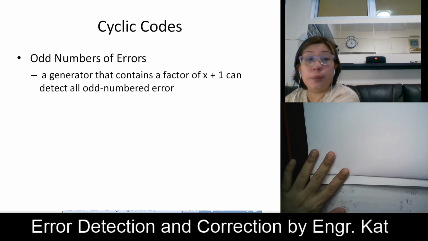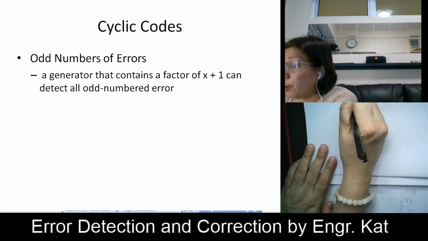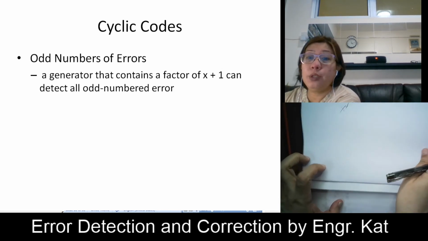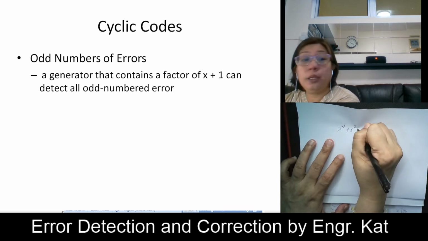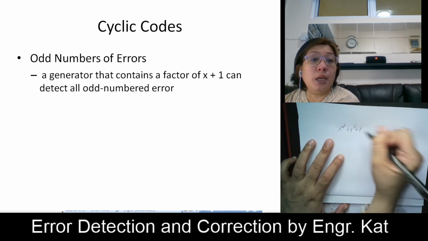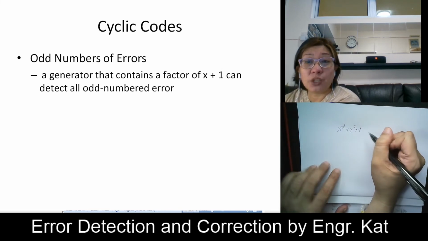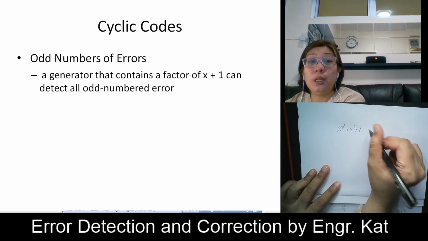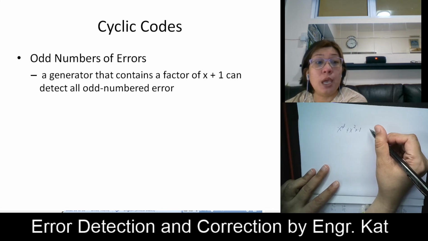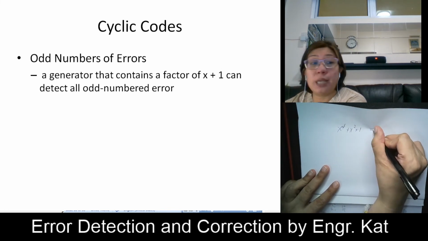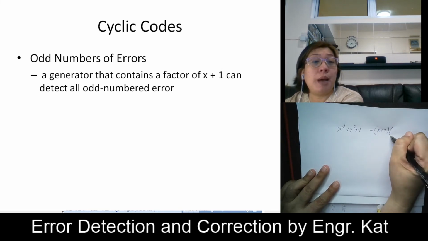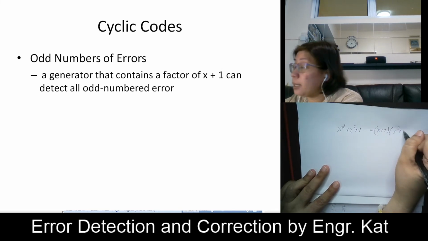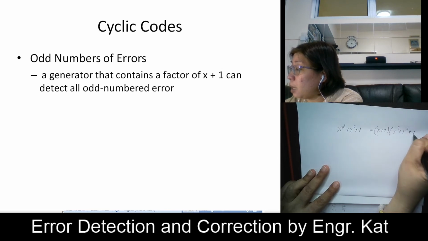For example, we have X raised to 4 plus X squared plus 1. We are assured that it can catch all odd numbered errors, because we can write this as X plus 1 multiplied by X cubed plus X squared plus 1.